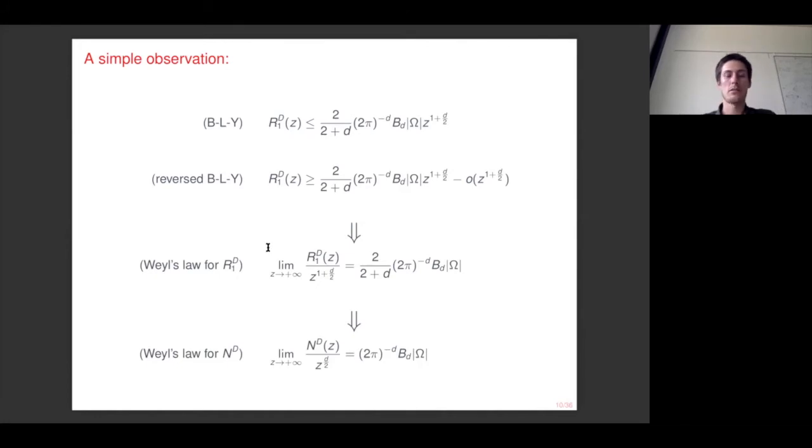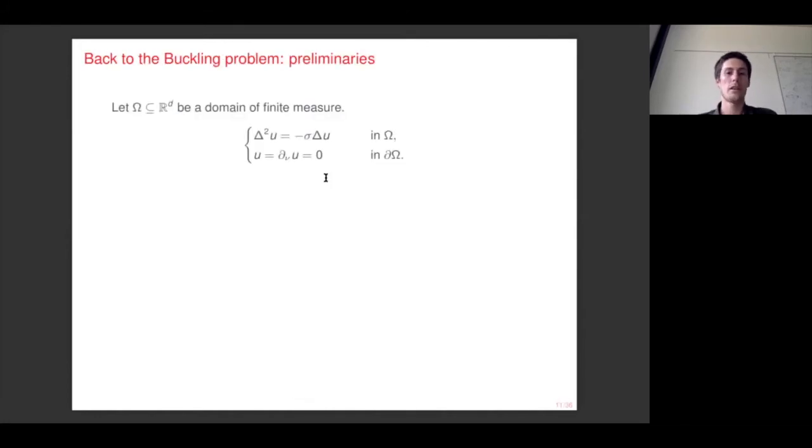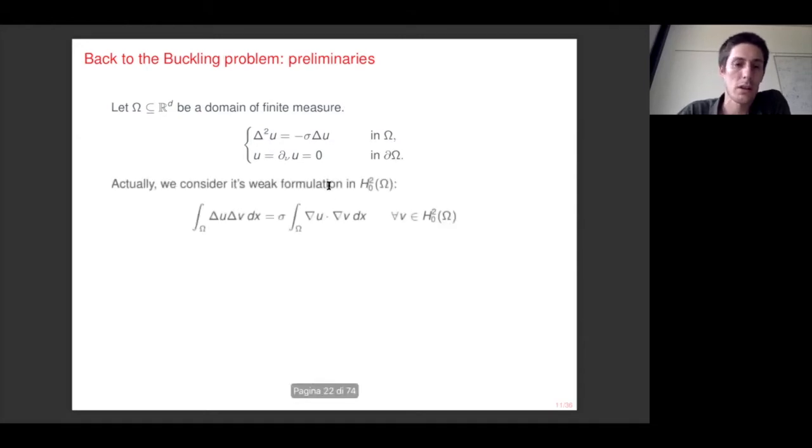So we can go further and return to the buckling problem, which I recall is the definition of the buckling problem, which is this one. And of course, we are not considering its classical formulation, which is this one, but we are considering its weak formulation in H^2_0, which is this one.